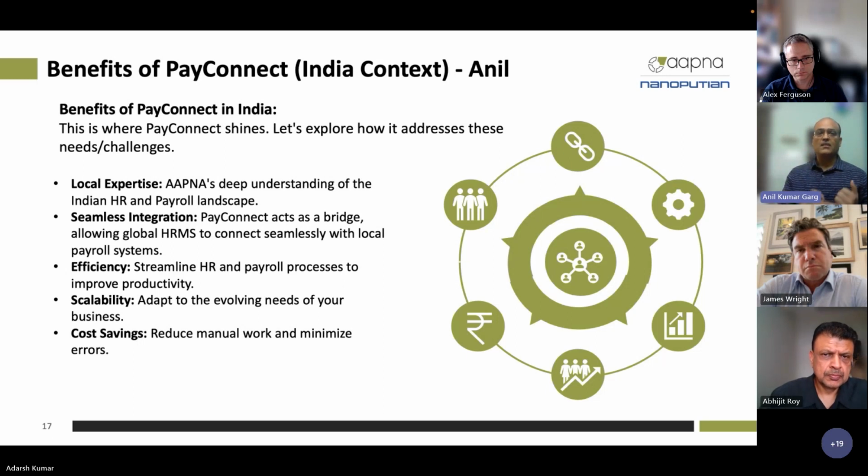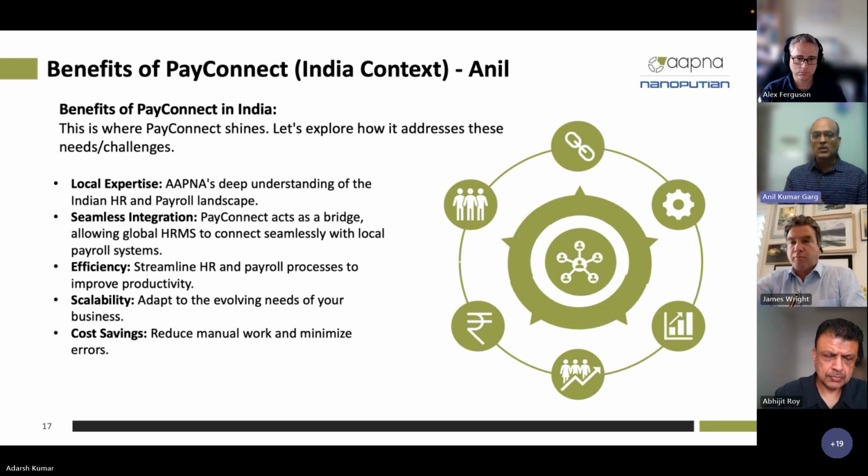Local expertise. First and foremost, PayConnect is backed by Apna's deep understanding of the Indian HR and payroll landscape. We are not just a software solution provider. We are your local partner who understands the nuances of the HR landscape. Seamless integration. PayConnect acts as a bridge, seamlessly connecting global HRMS solutions with local payroll systems. This means that you can take advantage of advanced global HR features while maintaining local compliances.